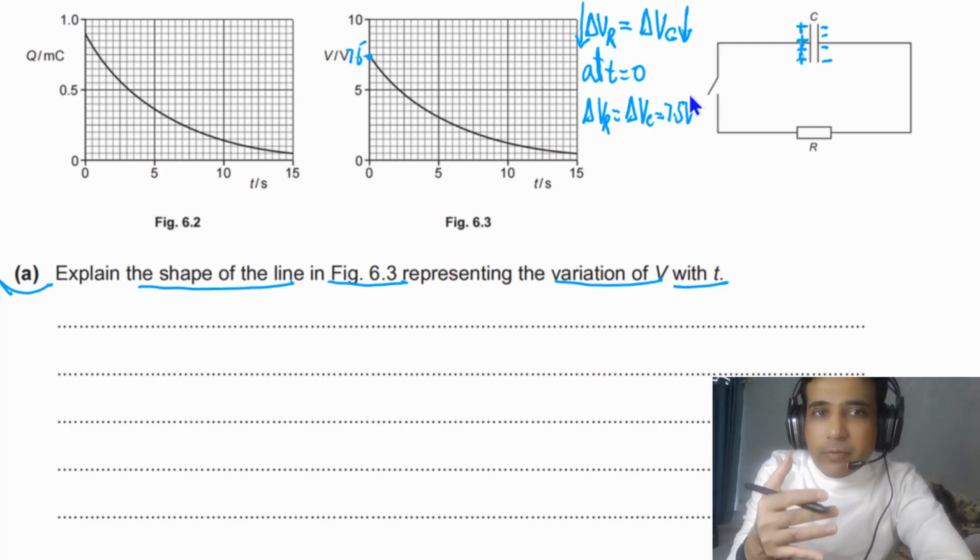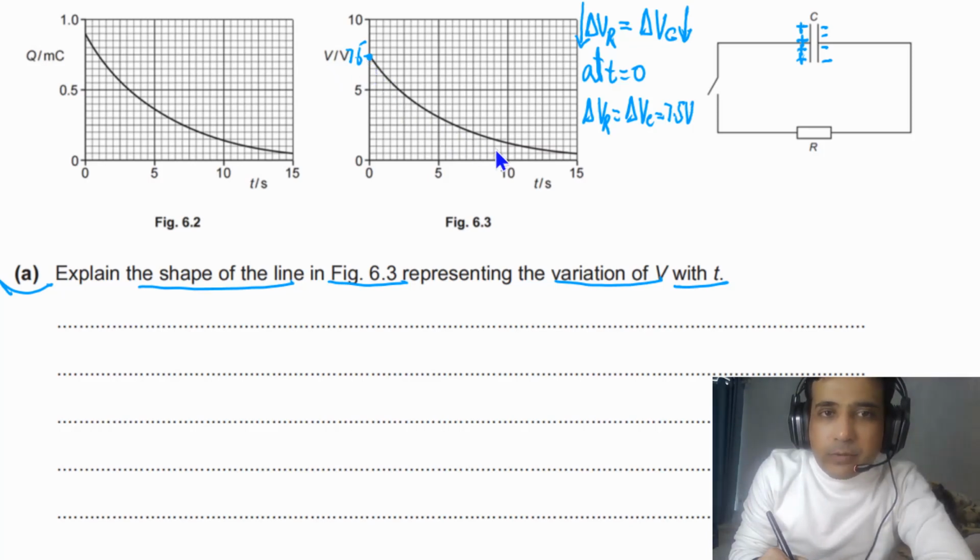Now we need to understand what is happening to the potential difference with time. If we look at the potential difference across the resistor, this is decreasing with time. So the potential difference across the capacitor is also decreasing with time, and the shape of the graph will be the same. The potential difference will be decreasing. So we close this switch.